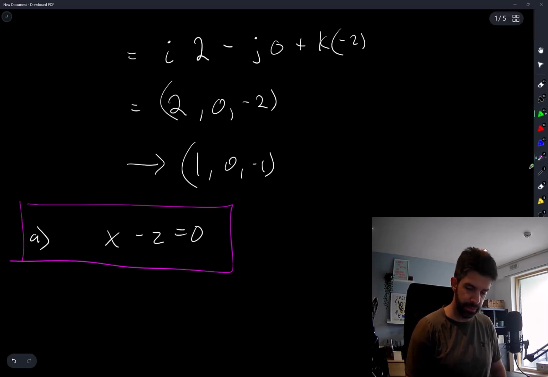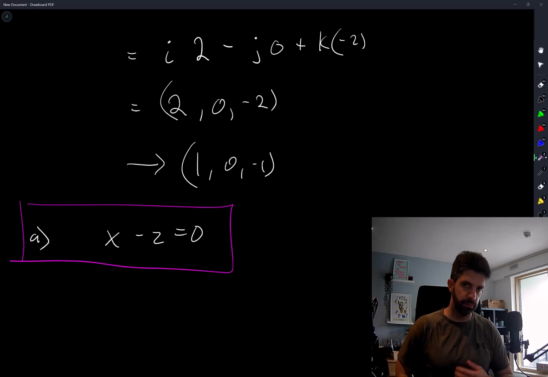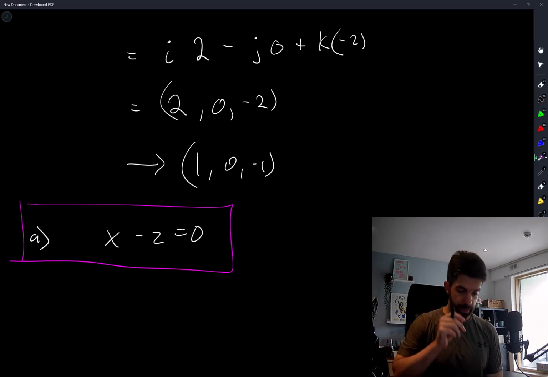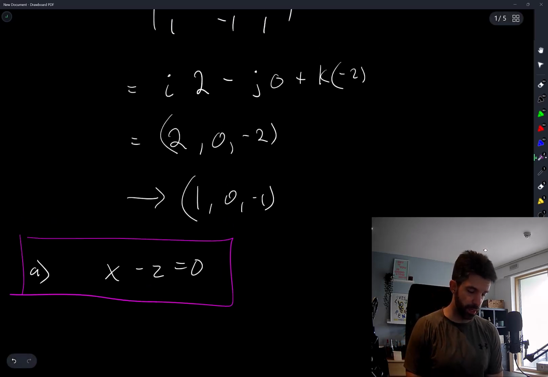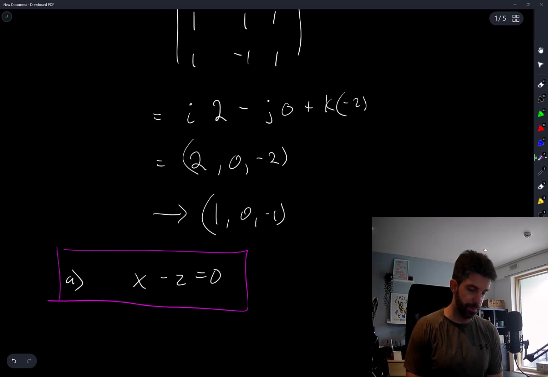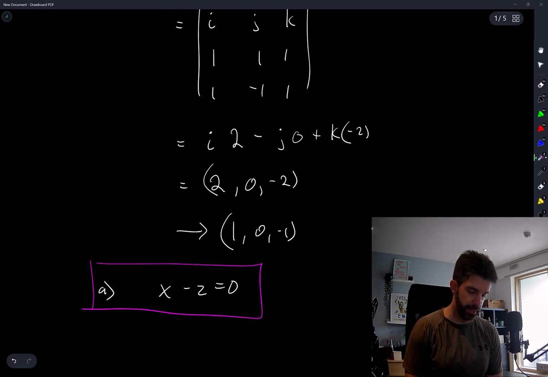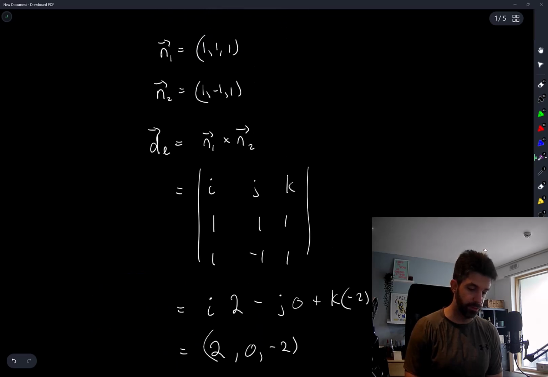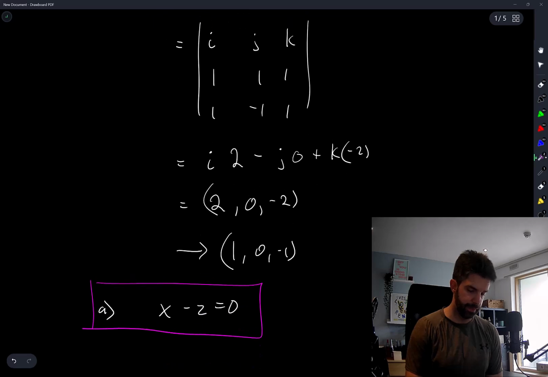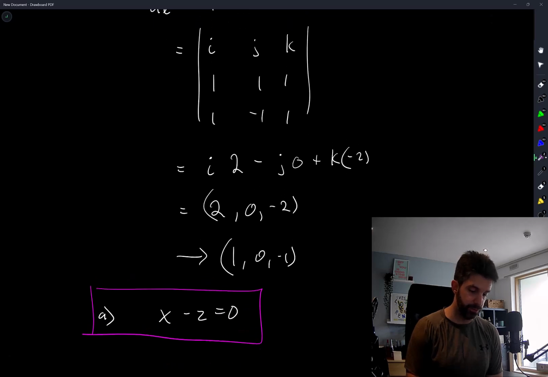Okay, so this plane clearly contains the origin. If I plug in 0, 0, 0, we get equality. And if we wanted to, we could check that the normal of this plane, which is (1, 0, negative 1), is perpendicular to both of the original normal vectors. That's pretty easy to see, right? Here's one of the vectors. If I take a dot product with that, I get 0. And if I take a dot product with the other, I get 0.